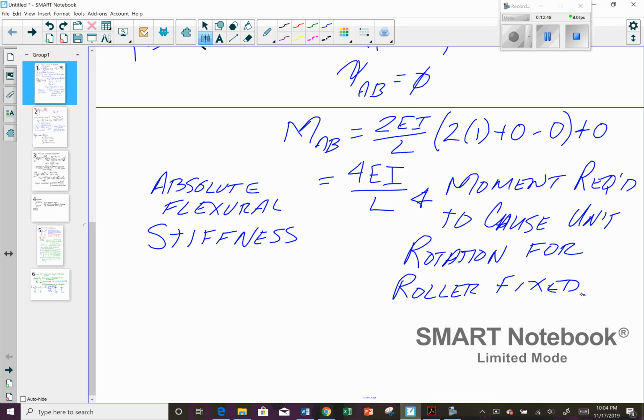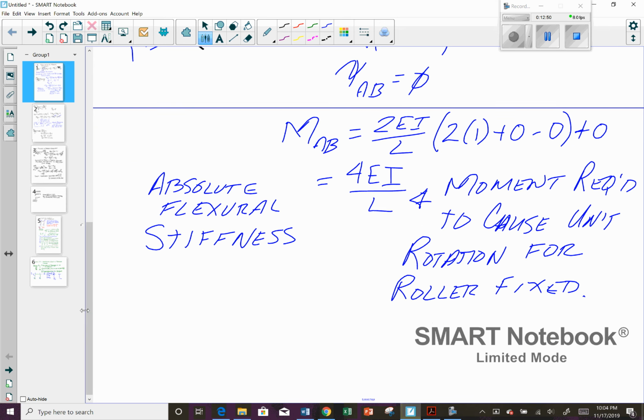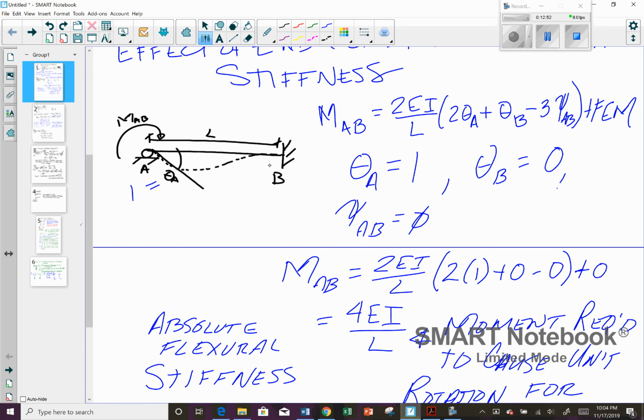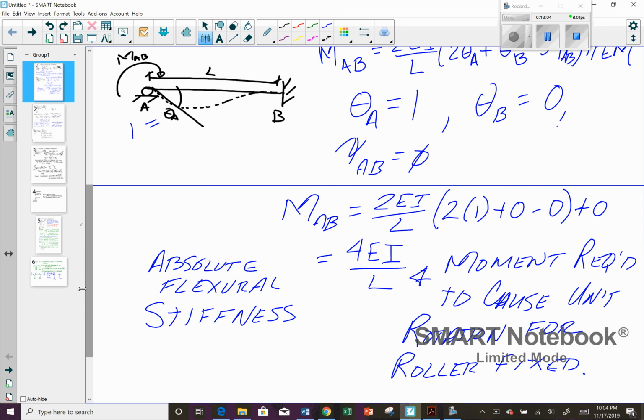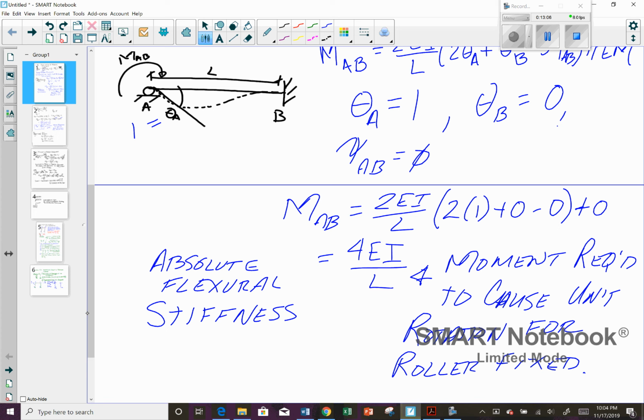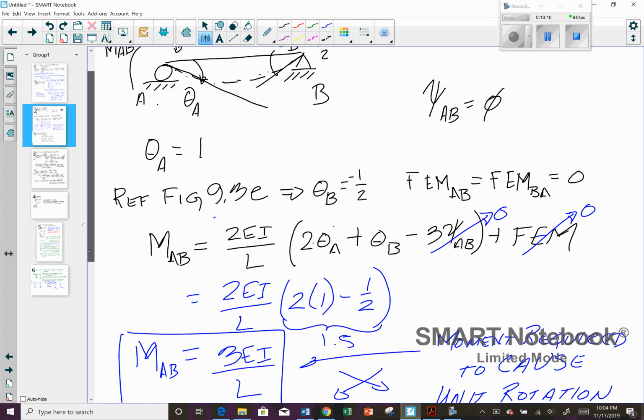Okay, so hopefully that makes sense, because this guy is going to be stiffer, it's going to be harder. This is resisting more, it's not allowing this rotation at B to rotate when you apply this rotation, so it's resisting it, so it's going to take you more of a moment to rotate it 1 unit than it will for a roller and a pin.